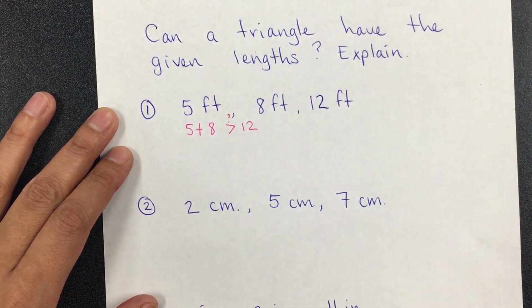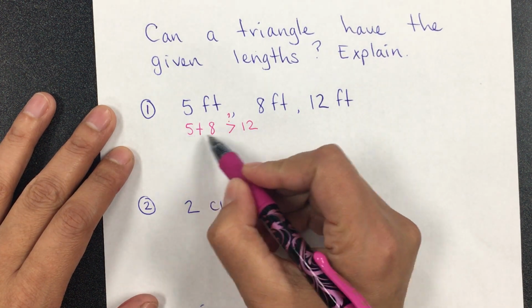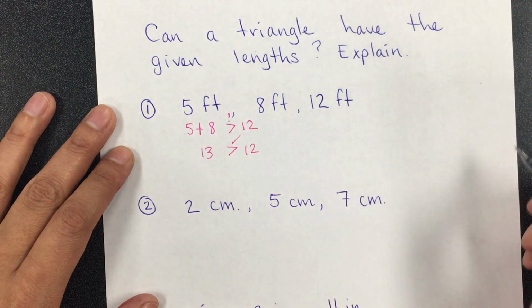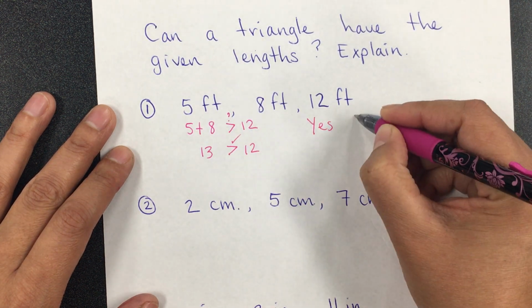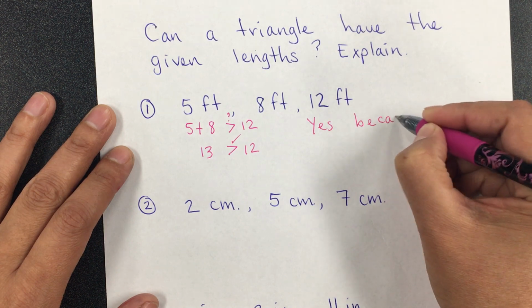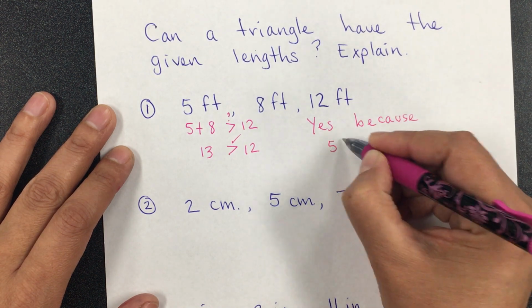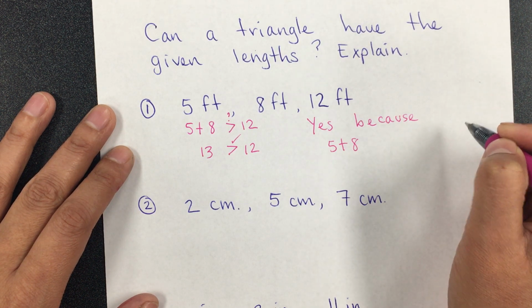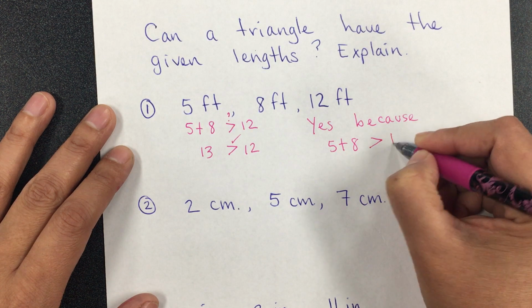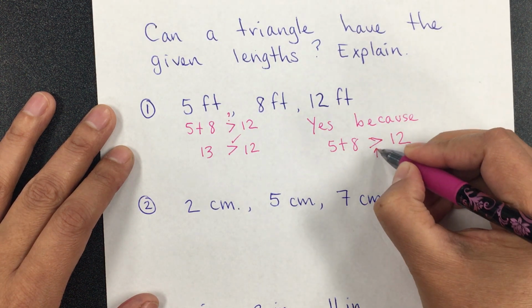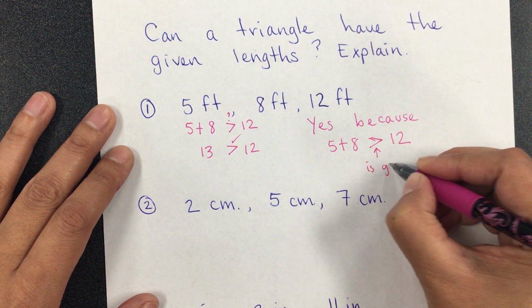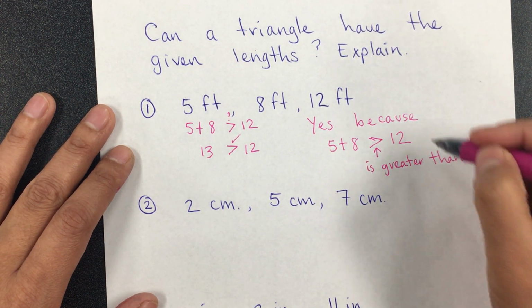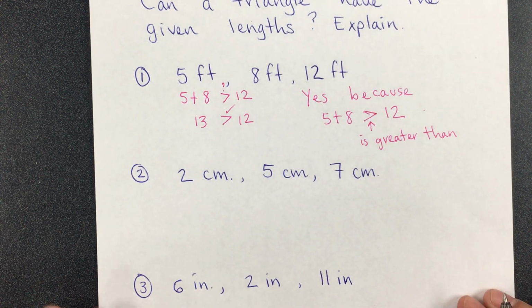5 plus 8 is 13, which is greater than 12. So we say yes. And the explanation will be because 5 plus 8 is greater than 12. Either one is fine. You can replace this with words, is greater than 12. And you just put an ending period.